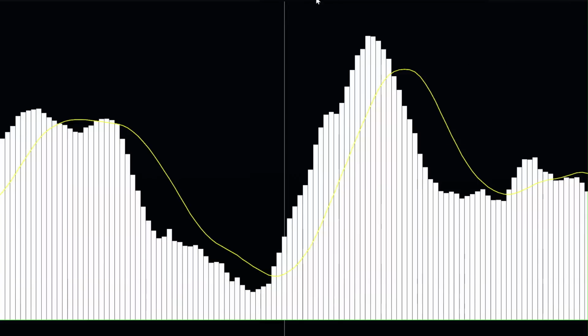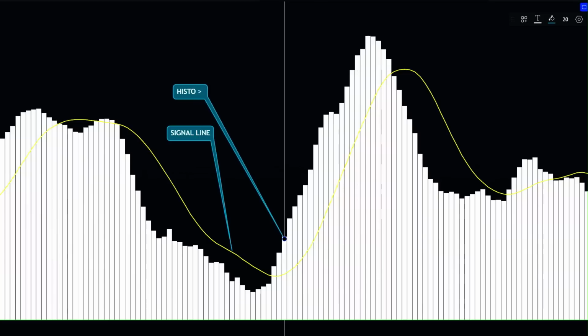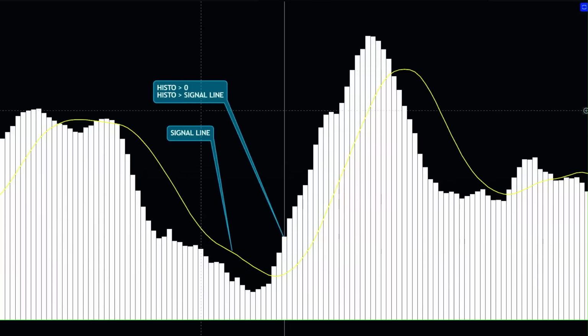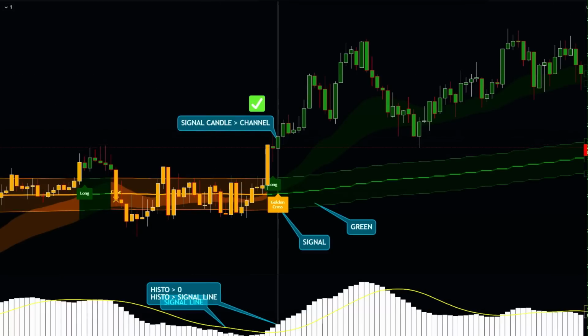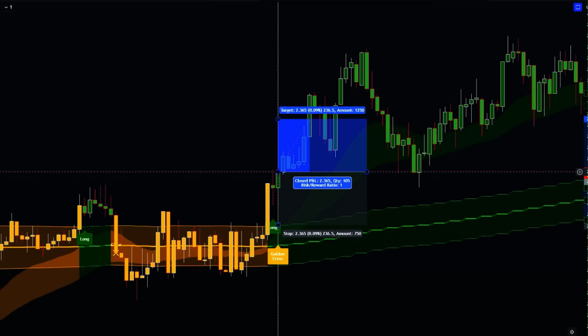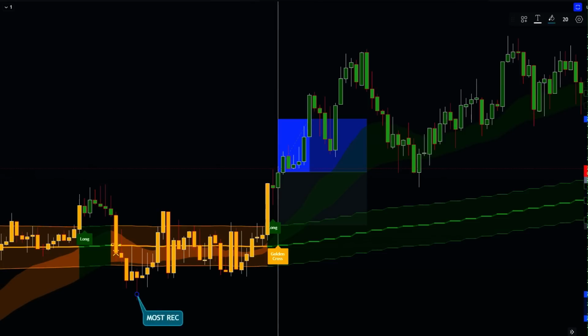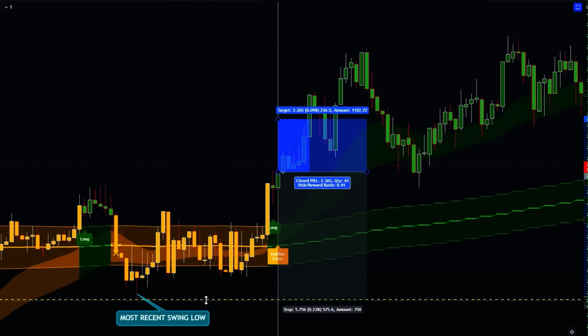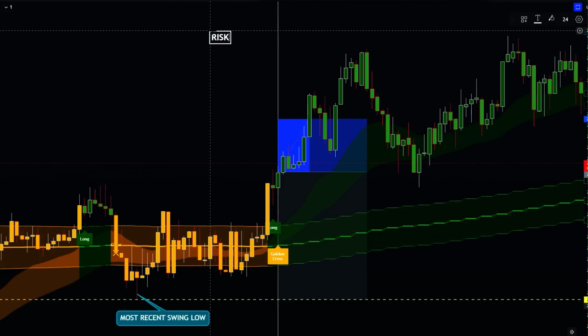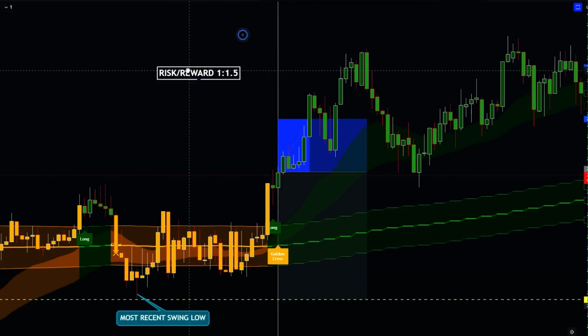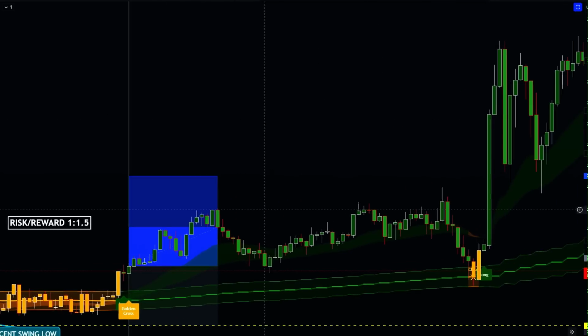But before jumping in, we'll need to check out the MACD Leader indicator for extra confirmation. If the column is above the zero level and the yellow signal line, that tells us there's bullish momentum in the market, giving us the green light to proceed. Now, it's time to open a buy position and potentially make some profit. But to play it safe, set your stop loss at the most recent market swing low to protect yourself in case the trend changes unexpectedly. Finally, determine your take profit target by aiming for a 1 to 1.5 risk to reward ratio.